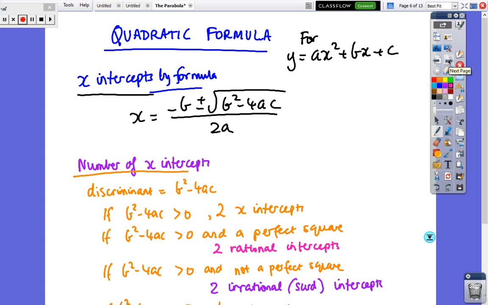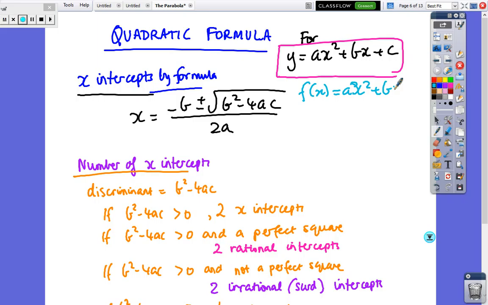Okay, so the quadratic formula. Okay, so we've got the general thing. In some questions it might look like that, or it might have f(x) equals ax squared plus bx plus c. So f(x) and y are the same thing, they just represent a different way of saying the equation.